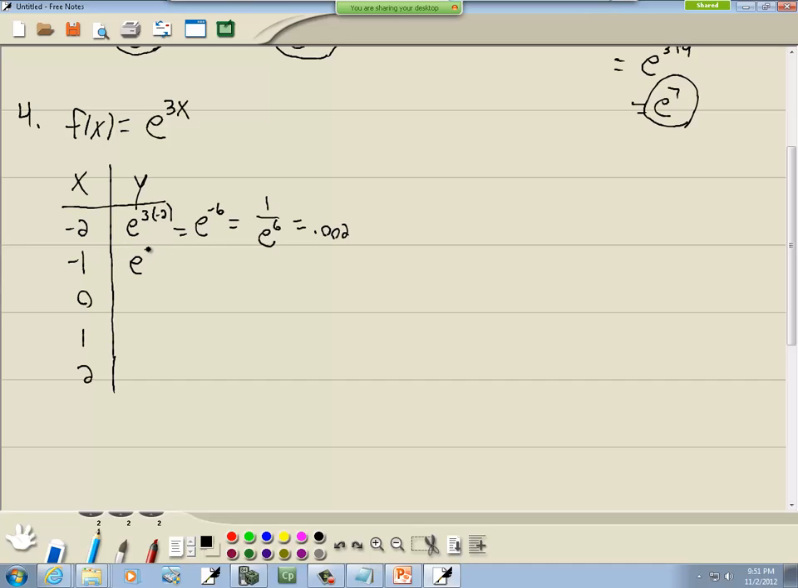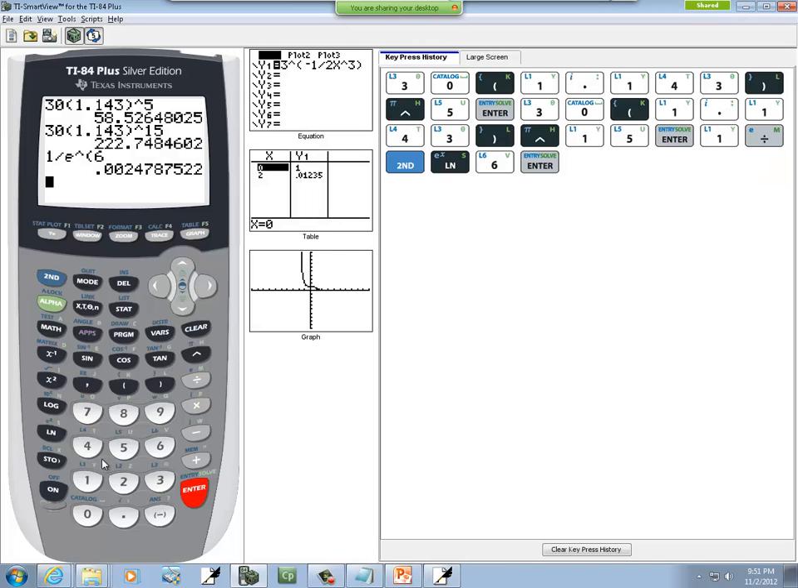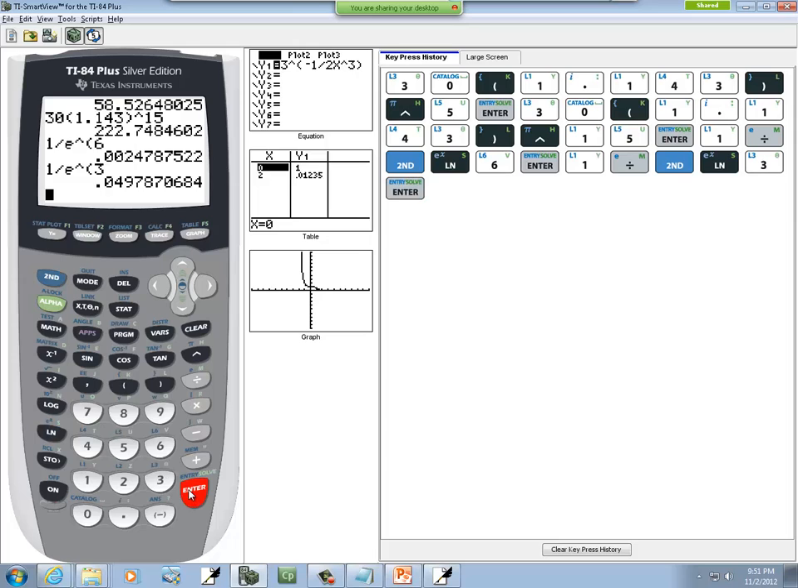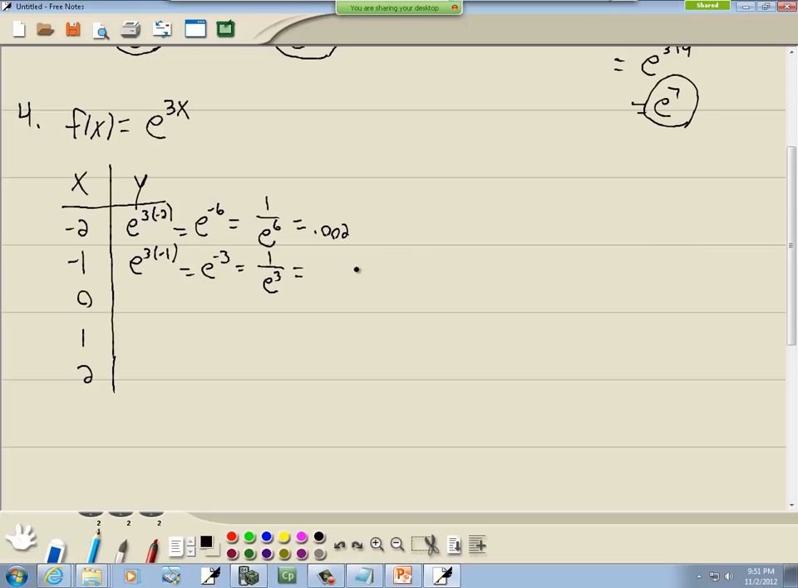Negative 1. So I got 3 times negative 1. That gives us e to the negative 3, which equals 1 over e to the positive 3. It's 1 divided by second ln, and then 3. And we get 0.05. Then this one would be e to the 3 times 0, which is e to the 0. And anything to the 0 power is 1.